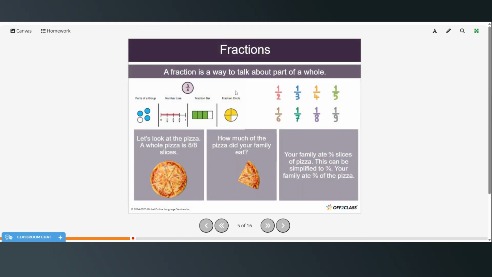All right, and a fraction is a way to talk about part of a whole. So we can express this with pictures or with a number line, a fraction bar, or a fraction circle, or you can write fractions in this fashion. So let's look at the pizza. A whole pizza is 8 out of 8 slices. So how much of the pizza did your family eat? So your family ate 6/8 slices of pizza. That can be simplified to 3/4. So your family ate 3/4 of the pizza.